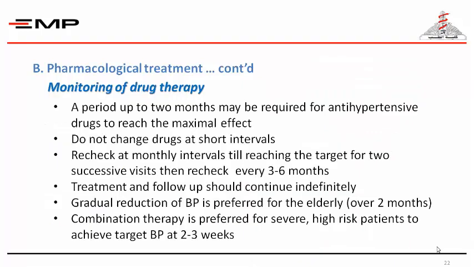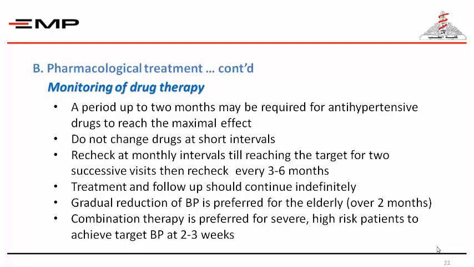A very important question: monitoring of drug therapy. Any patient given an antihypertensive drug should be monitored. For how long? A period of up to 2 months may be required for an antihypertensive drug to reach its maximum effect. So we are not expecting the blood pressure to decrease on the spot if we give the drug. We have to give the drug a chance to start working and to have its maximal effect. Do not change the drug at short intervals. This is not helpful at all.